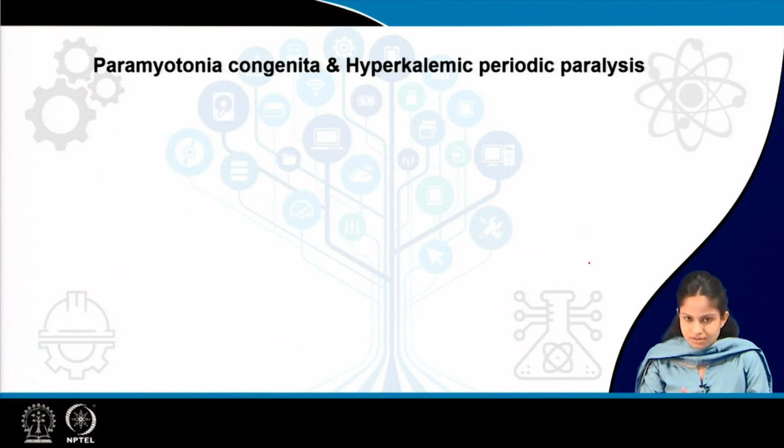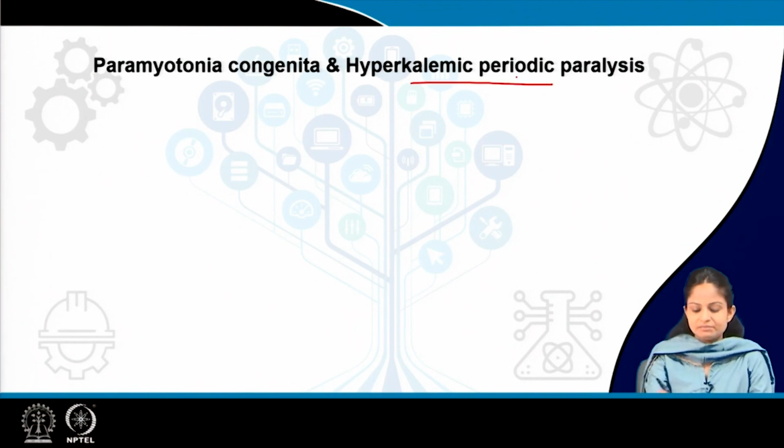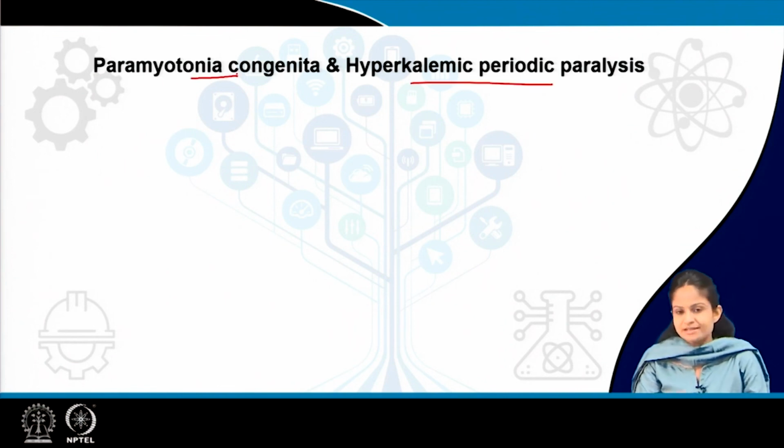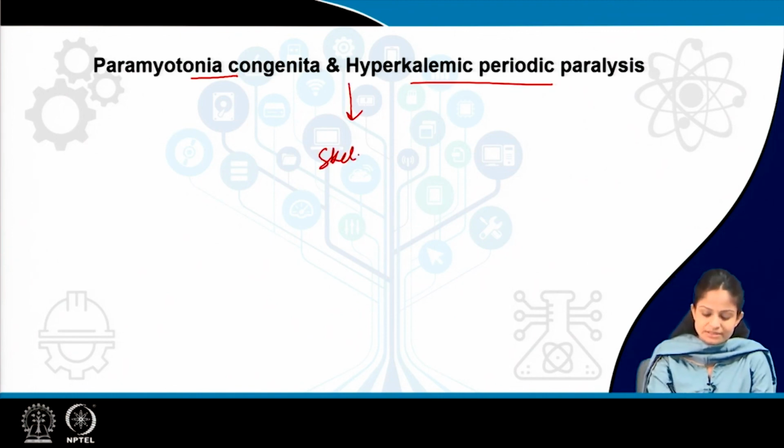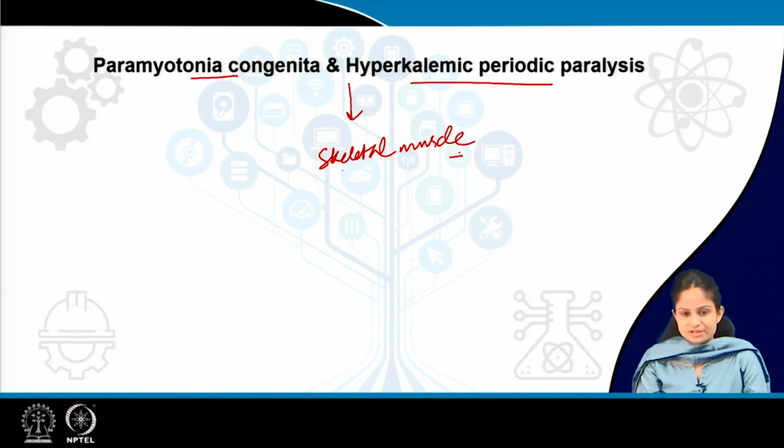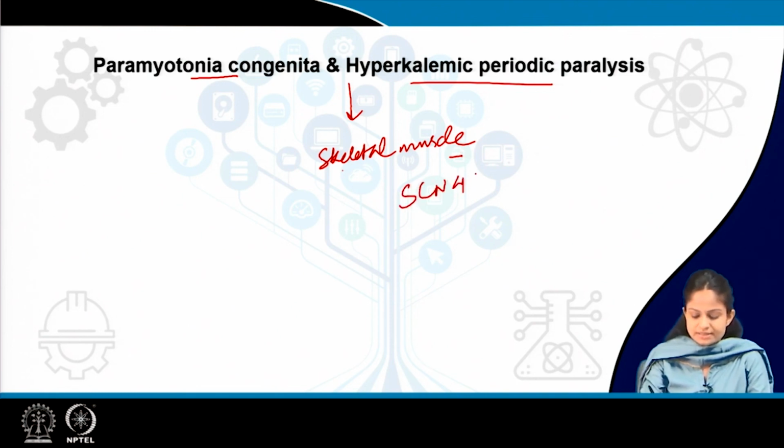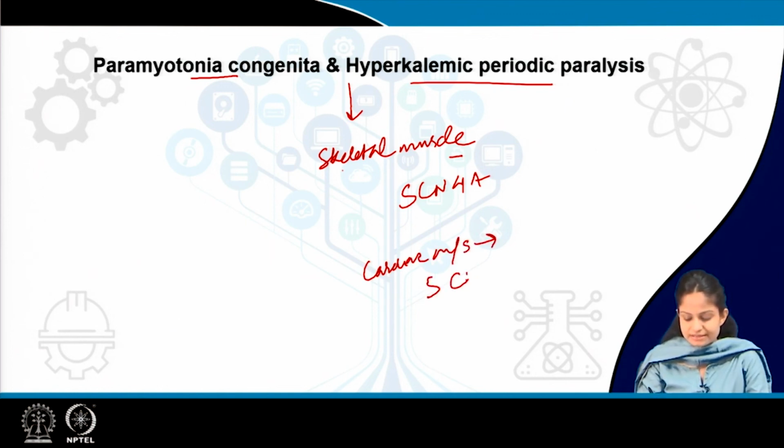Now, there are 2 other conditions also, that is paramyotonia congenita and hyperkalemic periodic paralysis. These are not related to the cardiac muscle, these are mainly related to the skeletal muscle. When we talk about the sodium channels of skeletal muscles, the gene which encodes for them is SCN4A, and when we talk about the cardiac muscle, the gene which encodes for them is SCN5A. So, this we have to remember.